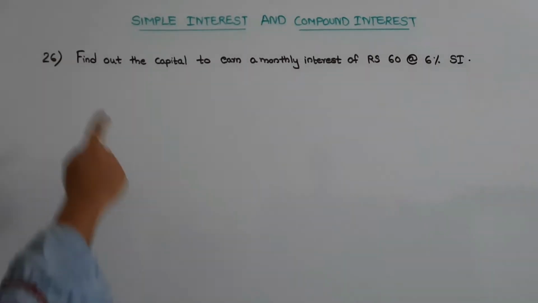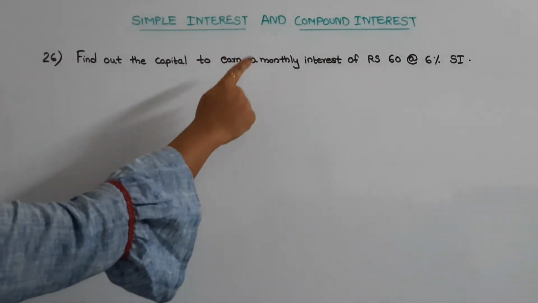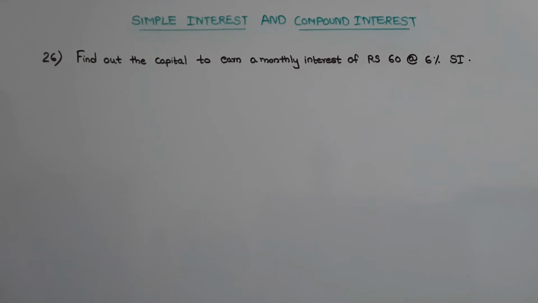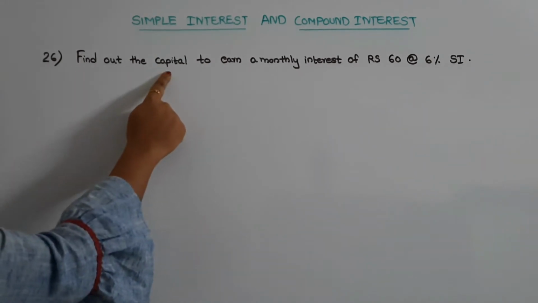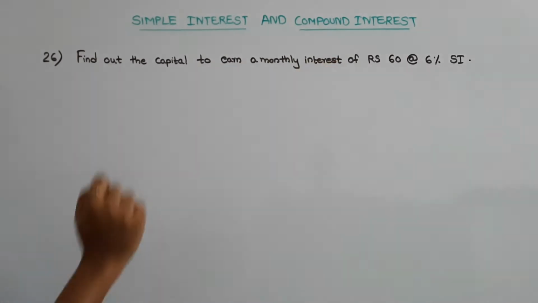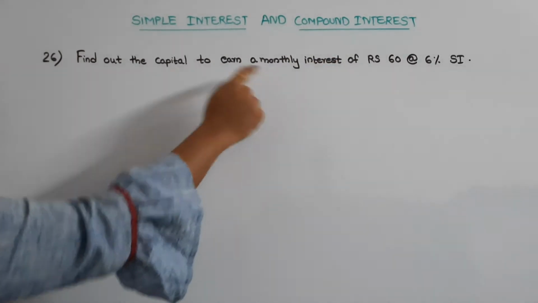26th question is, find out the capital to earn a monthly interest of rupees 60 at 6% simple interest. So in this question they are asking us to find out the principal when the interest is 60 and the rate of interest is 6% for a time period of 1 month.